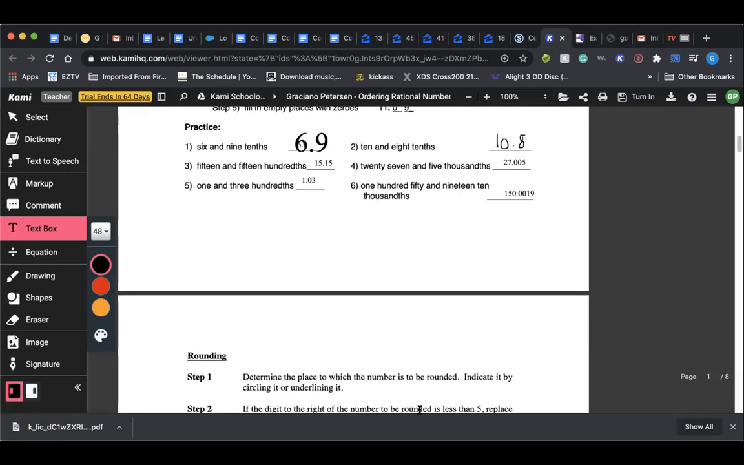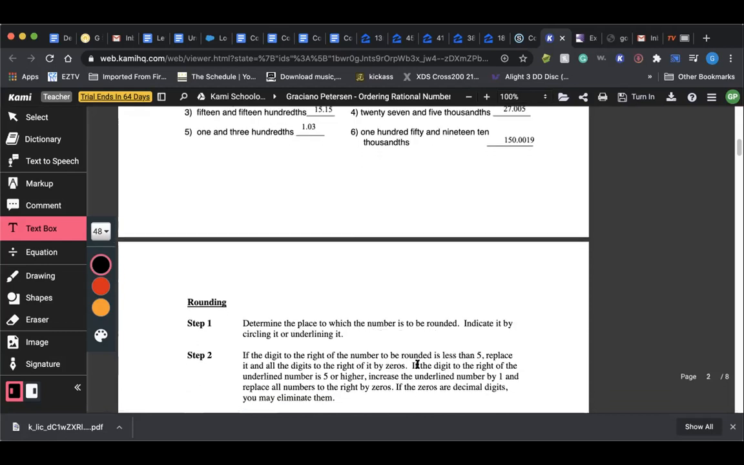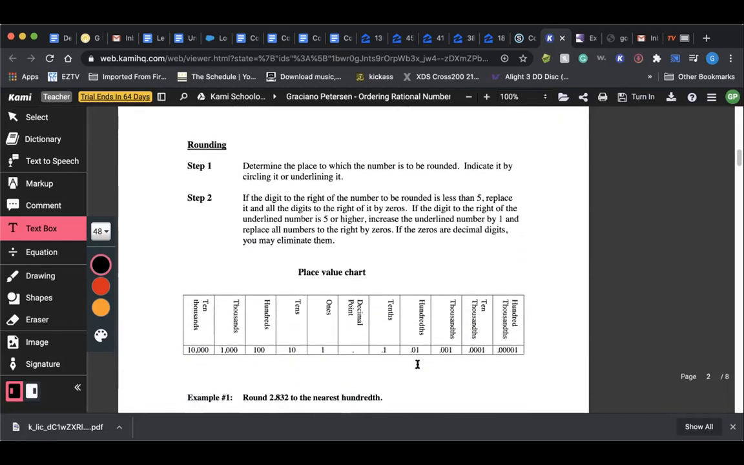Okay, so rounding. How many of you feel comfortable with rounding and the idea of rounding? Good, bad, terrible? All right, so I'm going to give you some tips on rounding here.